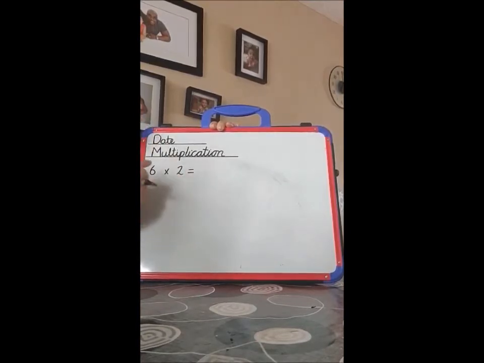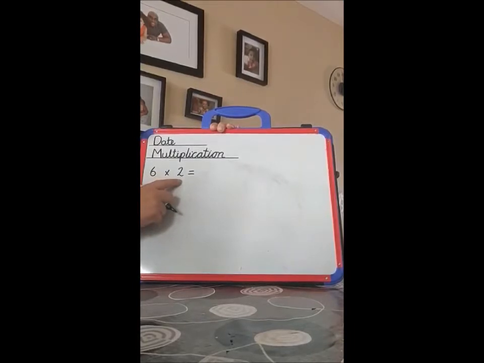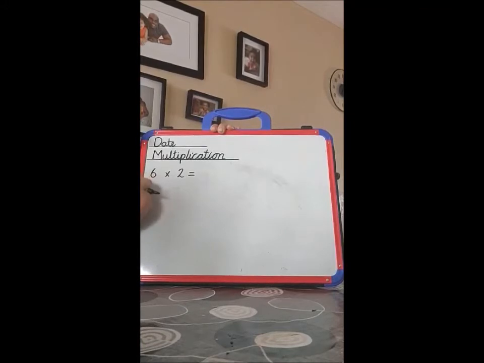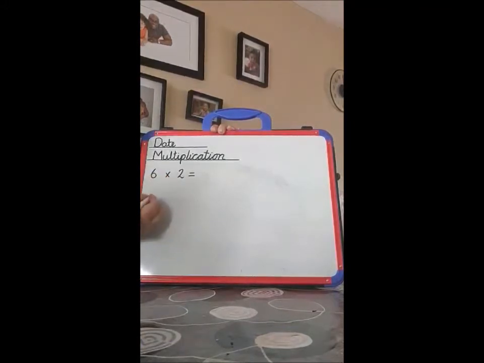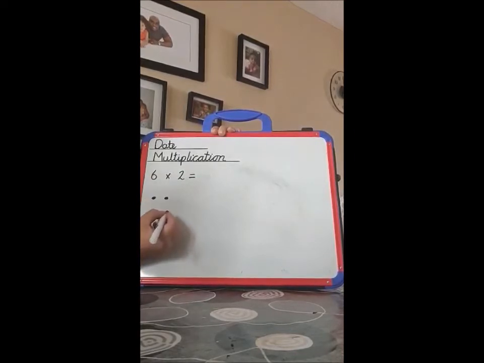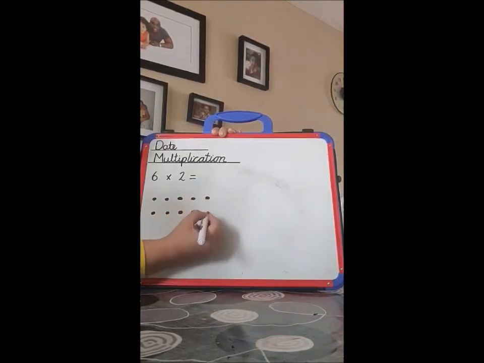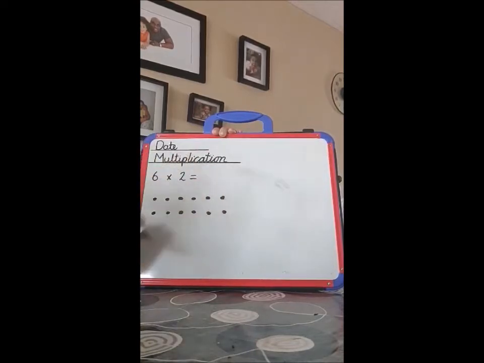Then we can draw it out. So if I've got 6 groups of 2, that means in each group there are going to be 2, and I have 6 groups. 6 groups of 2. So here is one group. There's another group. Here's another group. That's 4 groups. That's 5 groups. And that's 6 groups. So I have 6 groups of 2.